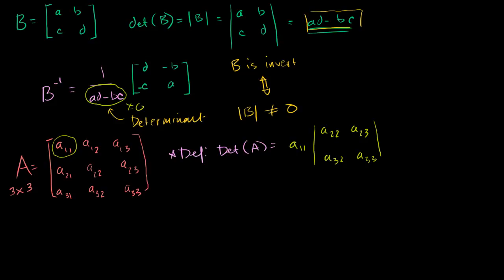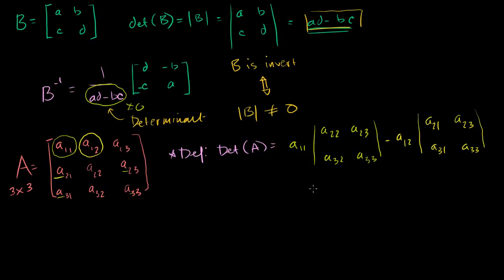So that's our first entry, and that's a plus this. I said it's a plus this because the next entry is going to be a minus. You have a minus this guy right here. So then you're going to have minus A12 times the determinant of the matrix you get if you eliminate his column and his row. So you're going to get these entries right there: A21, A23, A31, and then A33. We're not quite done. You could probably guess what the next one's going to be.